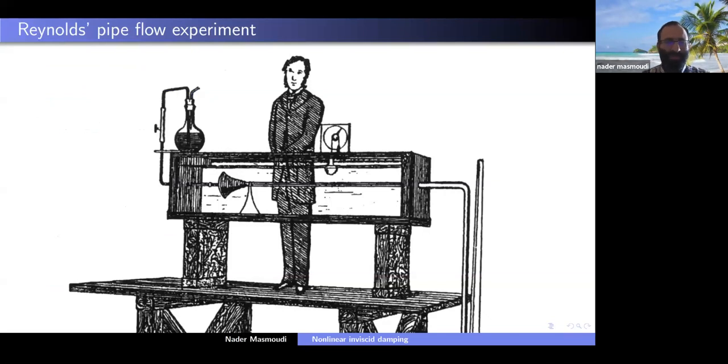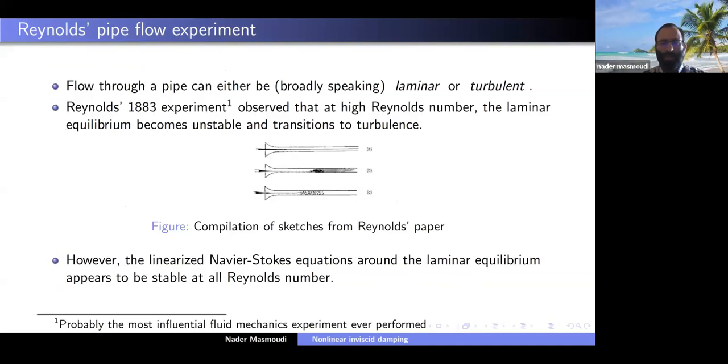Okay, so this is the nice picture from the Reynolds experiment. The Reynolds experiment is to show that at high Reynolds number, a laminar equilibrium can become unstable and then transition to turbulence. However, when one looks at the linearized Navier-Stokes equation around laminar equilibrium, it appears to be stable at all Reynolds numbers.